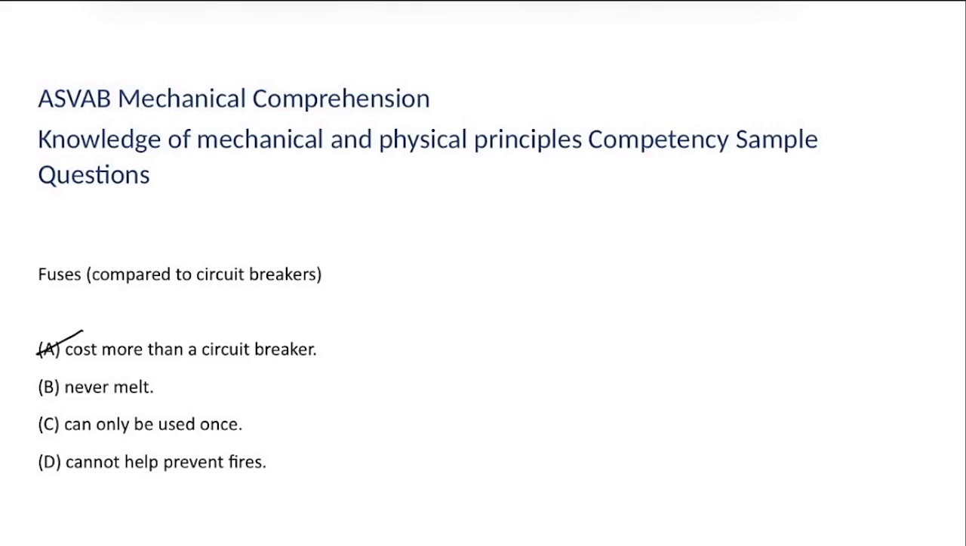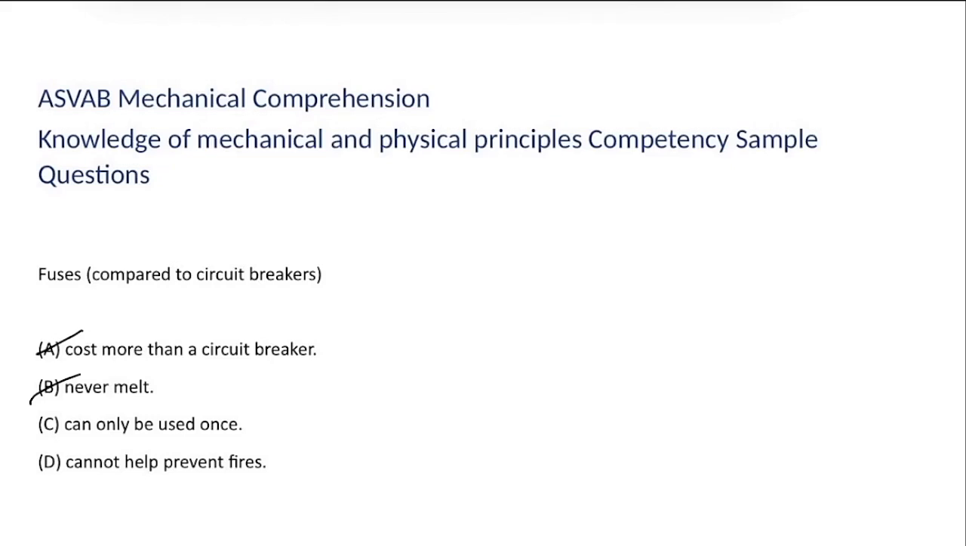Answer B says fuses never melt. Melting is exactly how a fuse protects an electrical circuit from excessive current. So we know that B is not the answer. Answer C says can only be used once. A fuse contains a thin metal strip that melts when too much current flows through it. Once that strip melts, the fuse no longer works and must be replaced, meaning that it could only be used once. Let's keep C as an option.